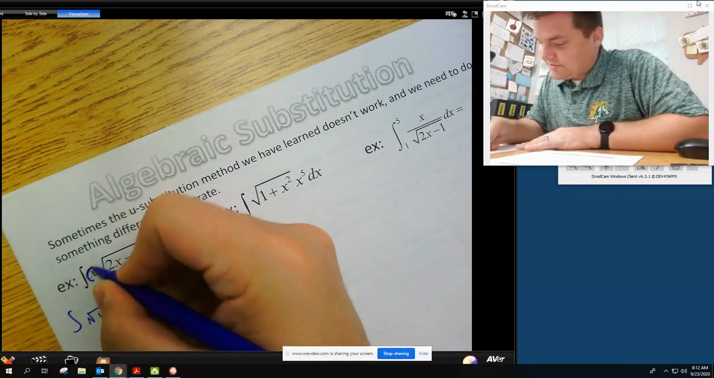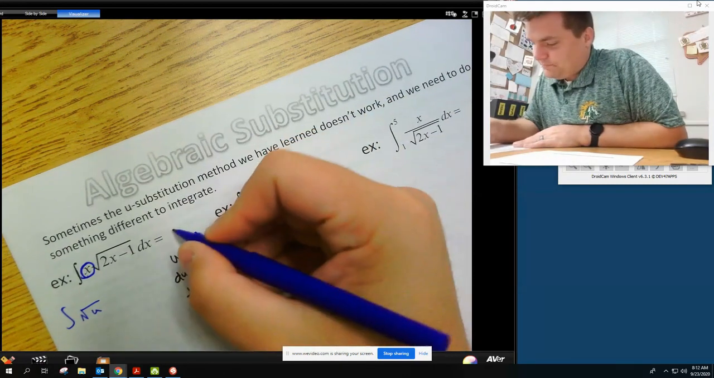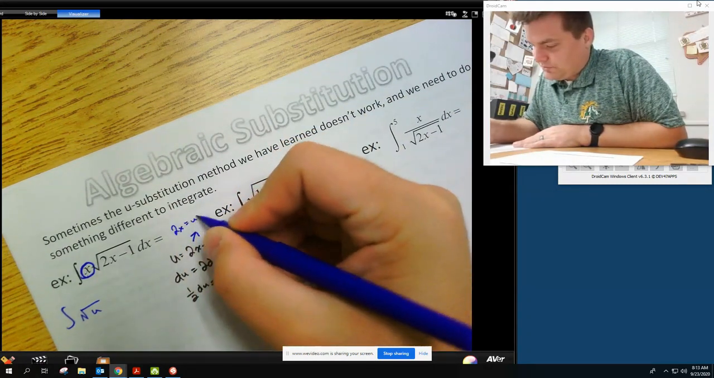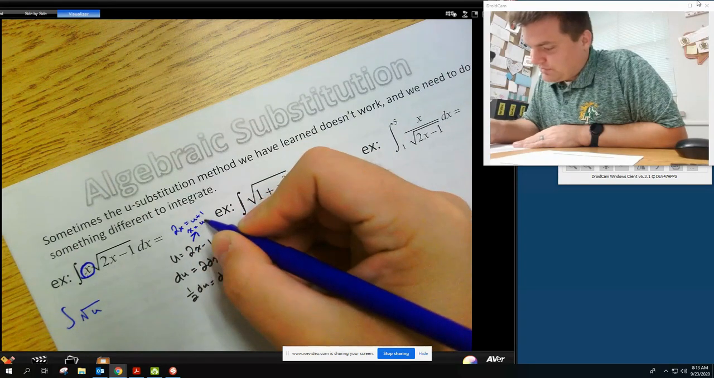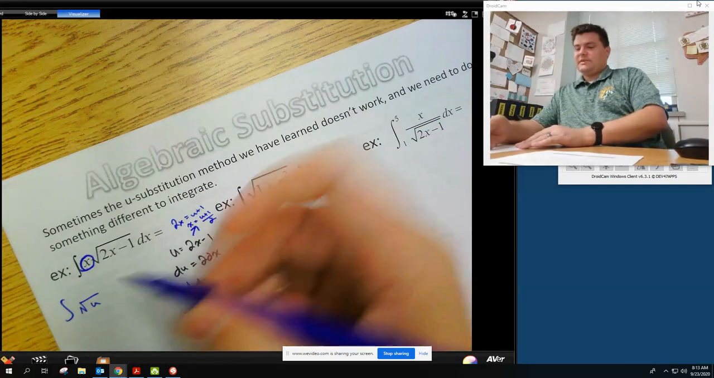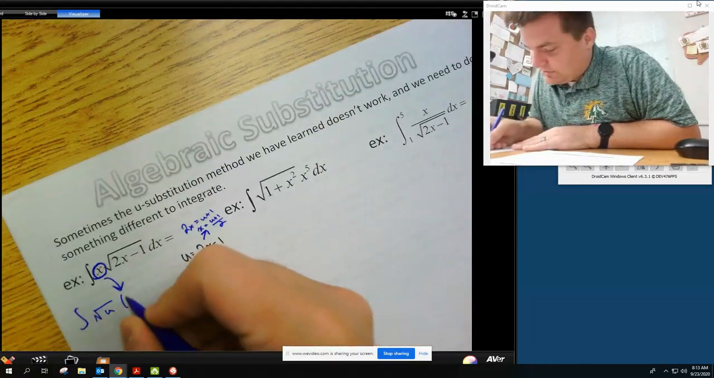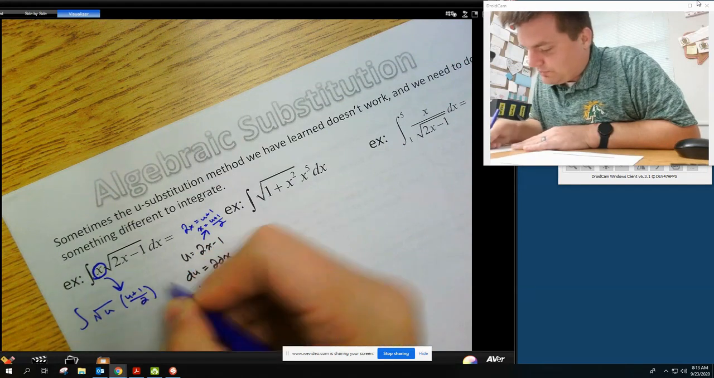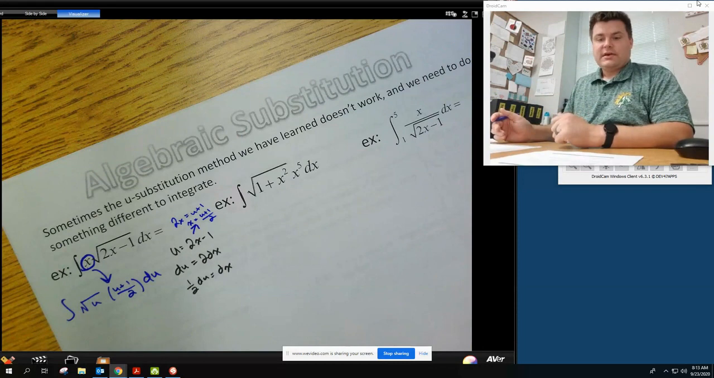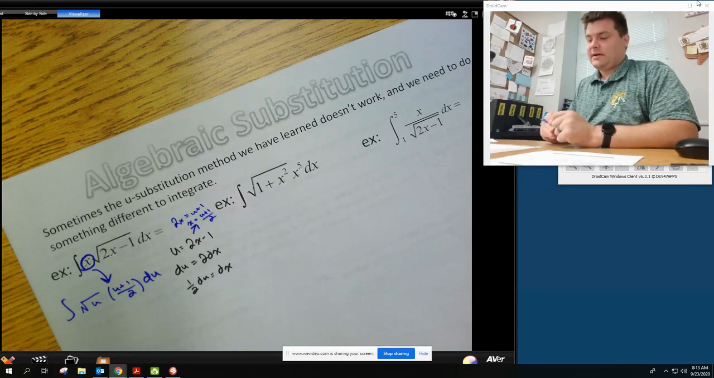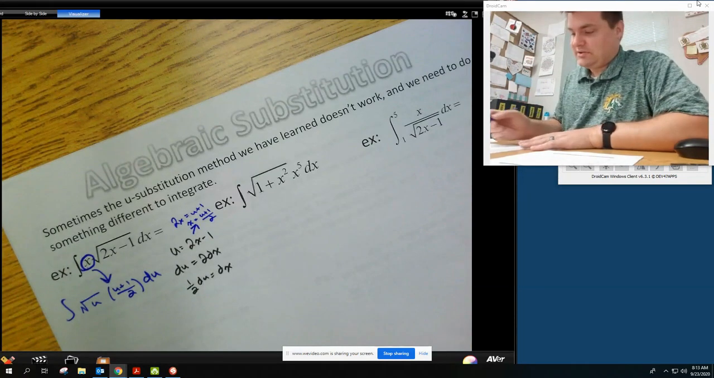But for this x right here, what if I were to play with this a little bit and say that 2x is equal to u plus 1. That would make x equal to u plus 1 all over 2. So I'm going to take that x and change it into this u plus 1 all over 2 du. Now everything's in terms of u, and I can use a little bit of algebra here, and then I can easily integrate.